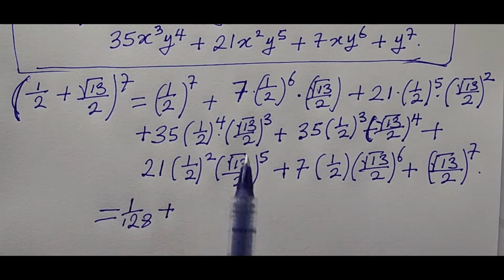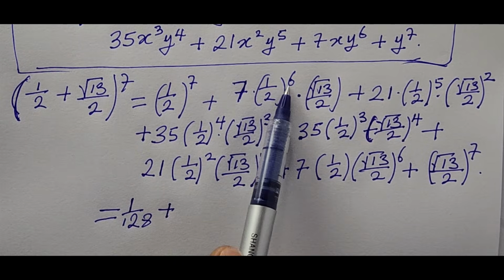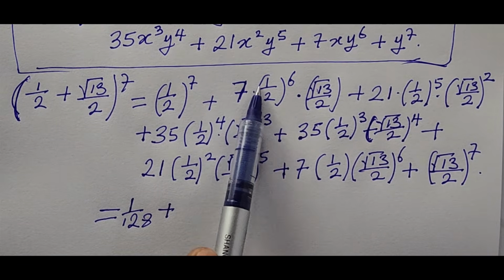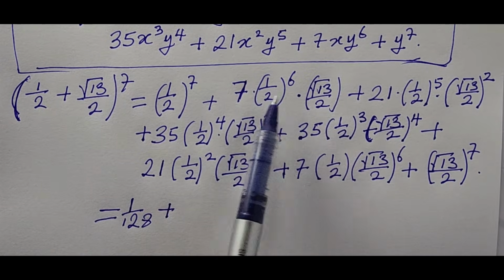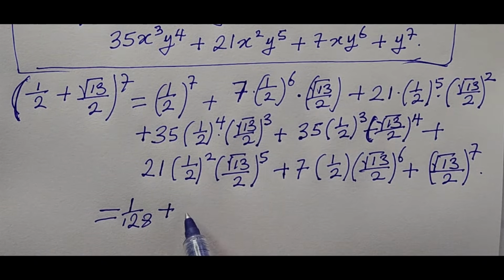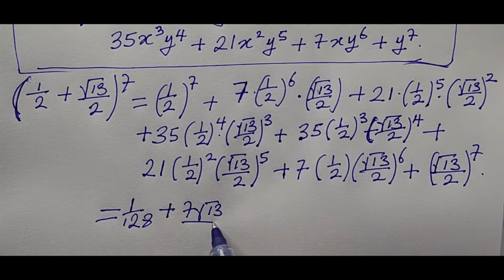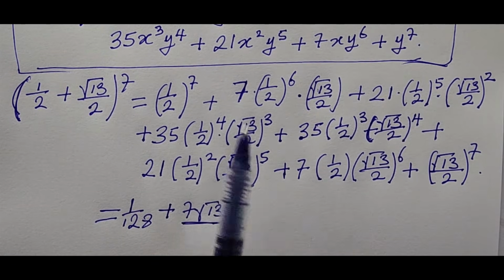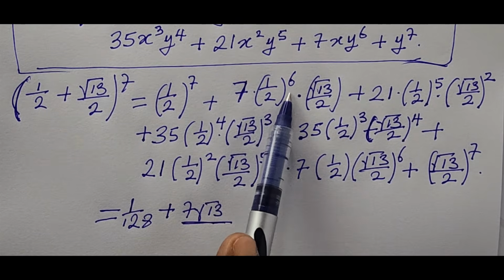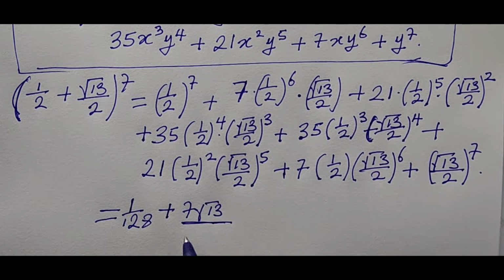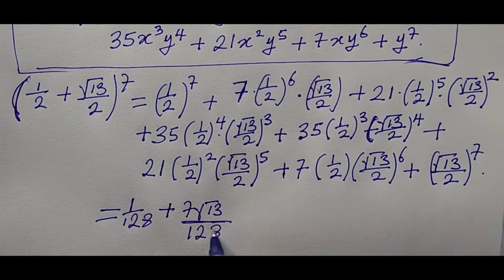Then the second one, which is this, we're going to raise this to the power of 6, whatever, to have the times 7 times this expression. So the top will give us 7 root 13, then all over, if we raise this to the power of 6, the times 2 will give us 128 also.